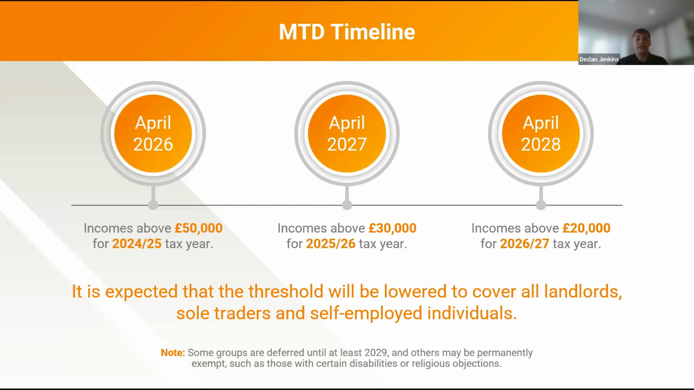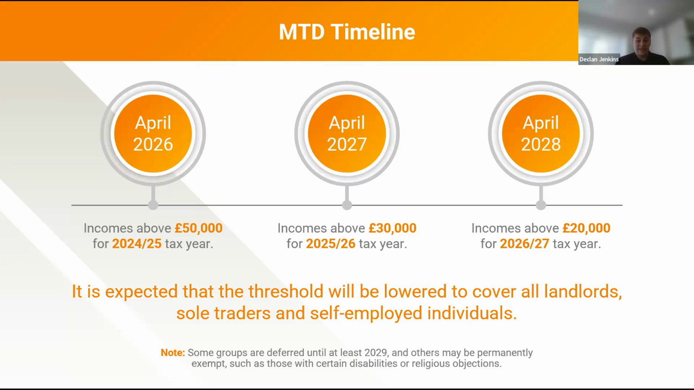In April 2027, this limit of 50,000 then drops down to 30,000, and that will be based on your 25-26 tax year. So that will be the tax return that is about to be, or is currently, in progress. Have a look at that. If you are over 30,000 and you weren't affected by 50, you will be mandated from next year. And then in April 2028, again, this limit drops down to 20,000, and that will be based on your 26-27 tax return.